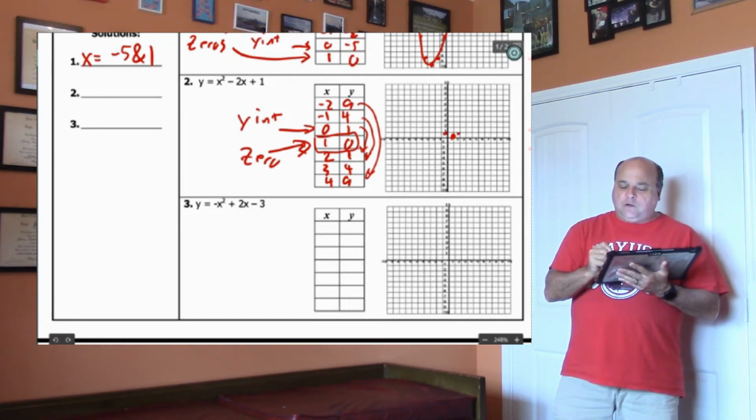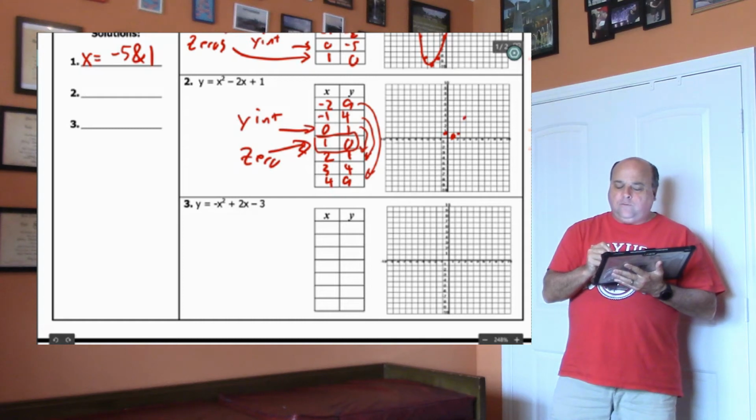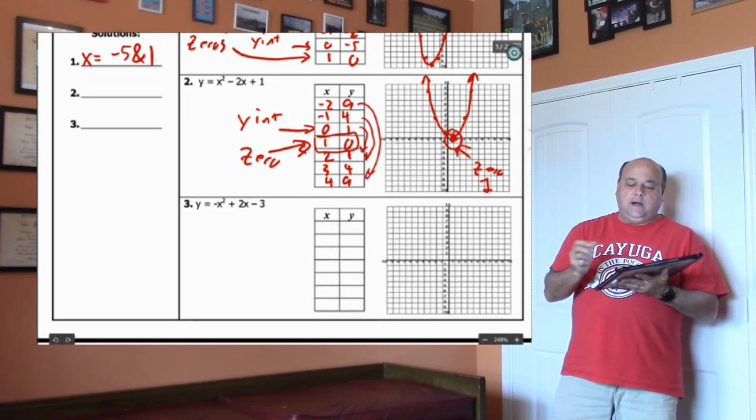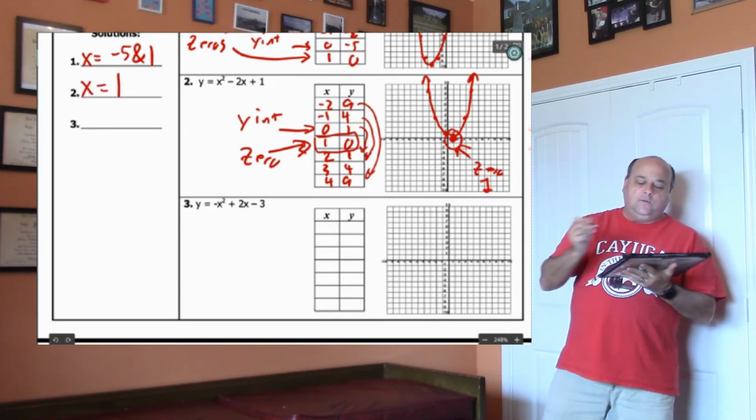And then to graph this, over 1, then over 2, up 4, over 2, up 4, over 3, up 9. And then we would have our graph. It would look something like this, right? And it would have 1, 0, which would be at 1, right? So x equals 1 on this one.